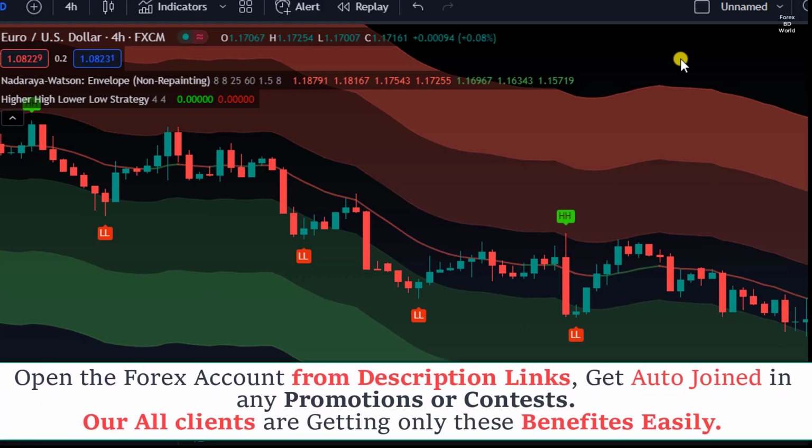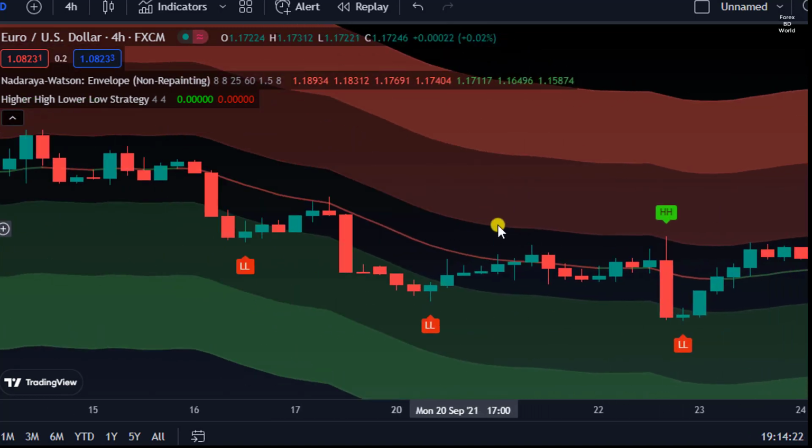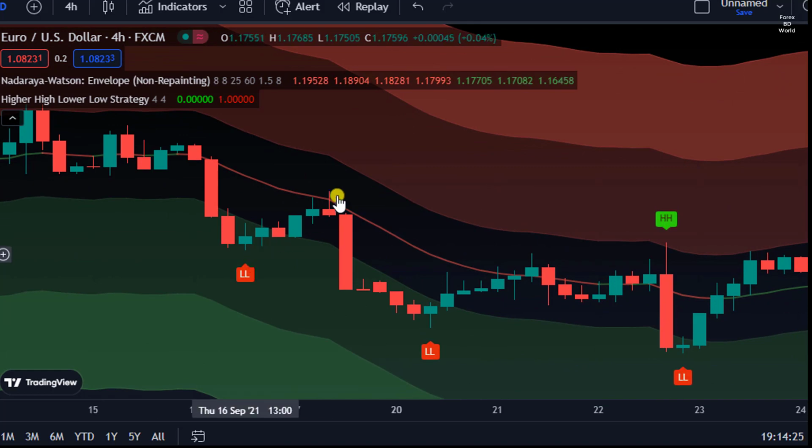So the first criteria is that the middle line should be red. As we can see in this place, the color of the middle line of this indicator is red. According to the next rules, the market rises from the bottom to this line, but the closing of the candle has to be below this line. So here our second criterion is matched.